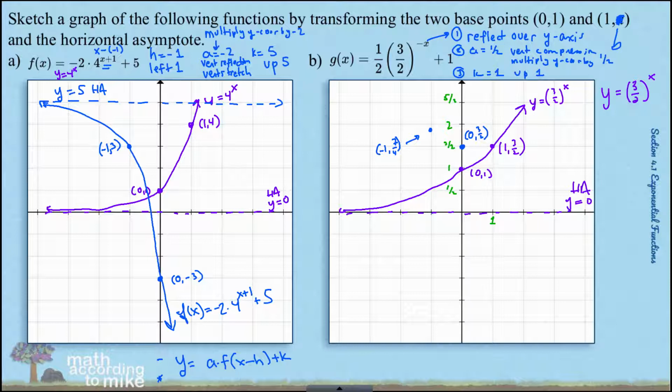Alright, where's the new horizontal asymptote? Hopefully you said y equals 1. Don't say 1. 1's a number. Give me the equation.